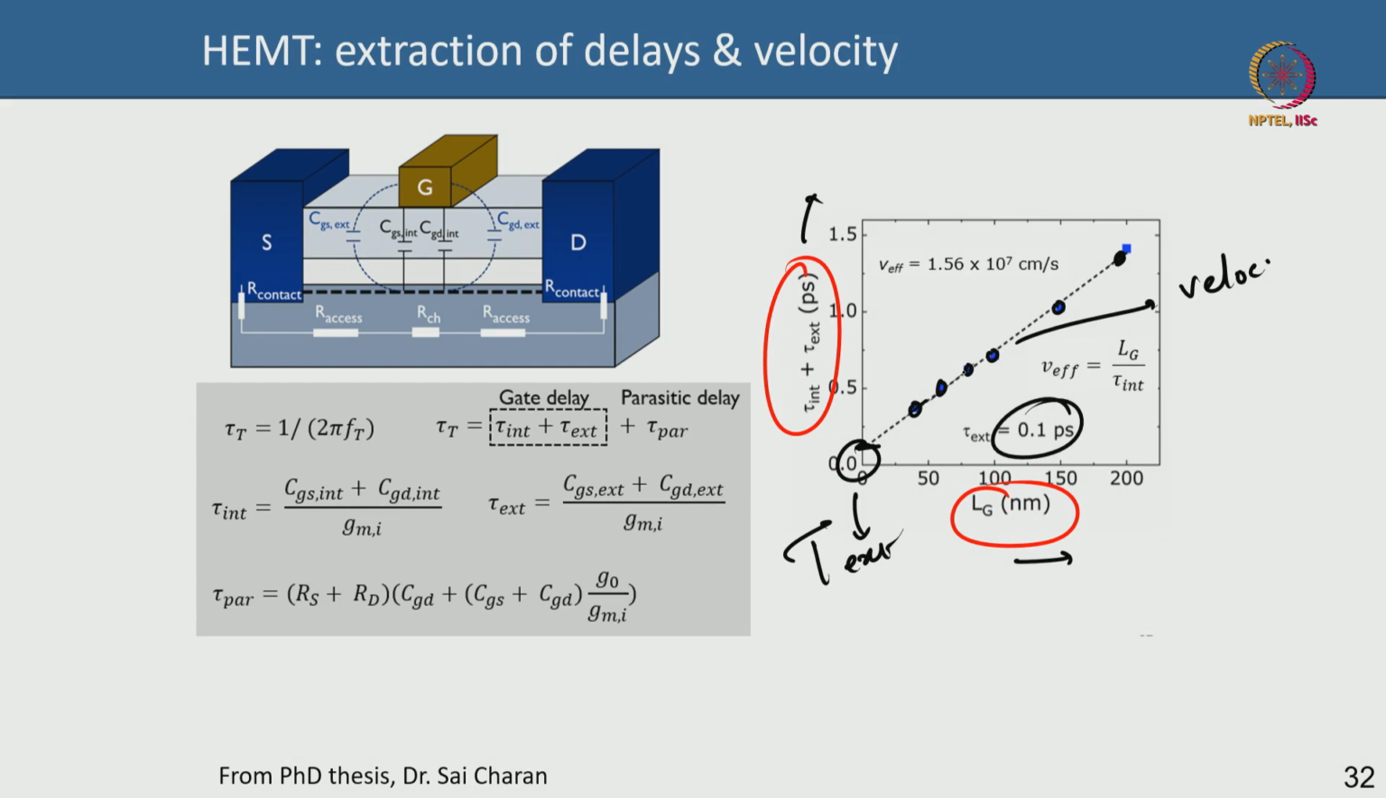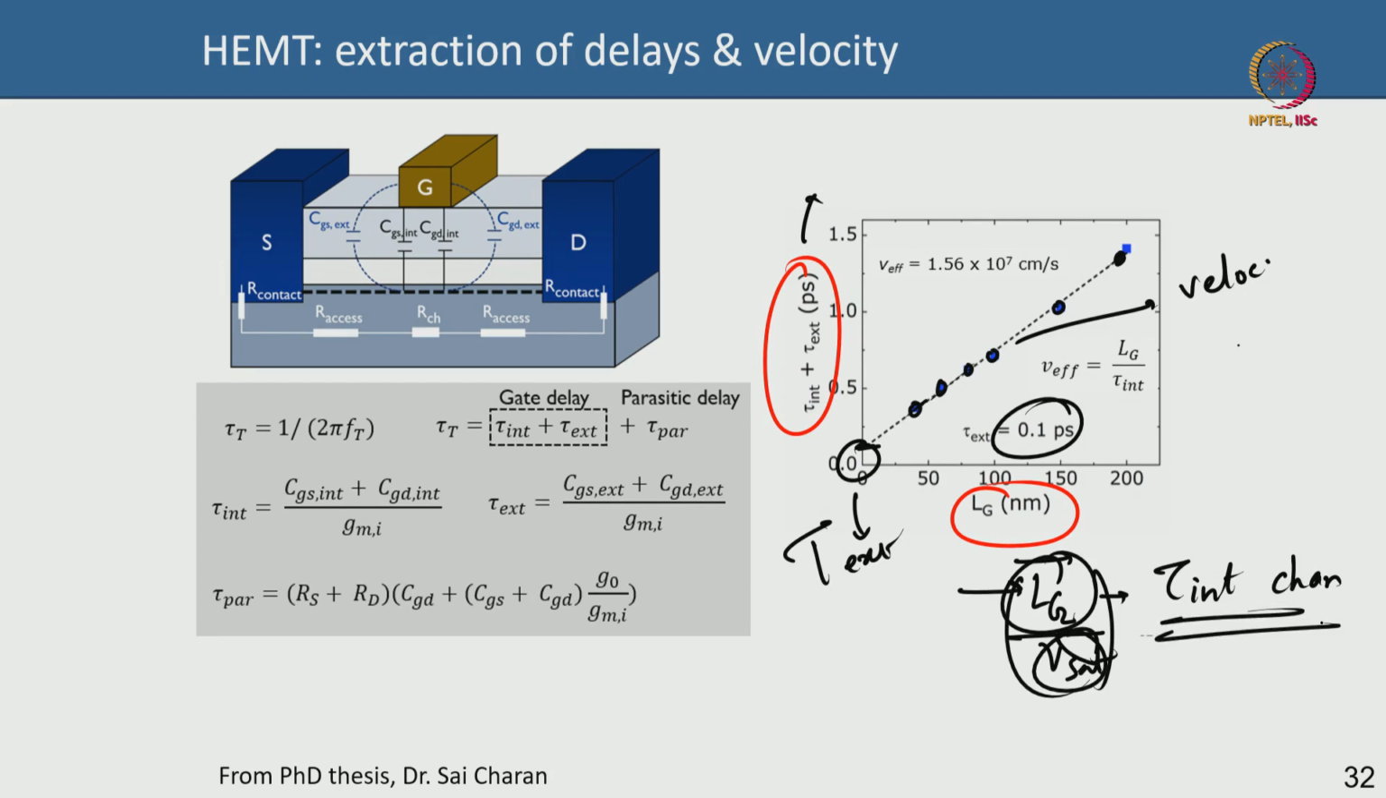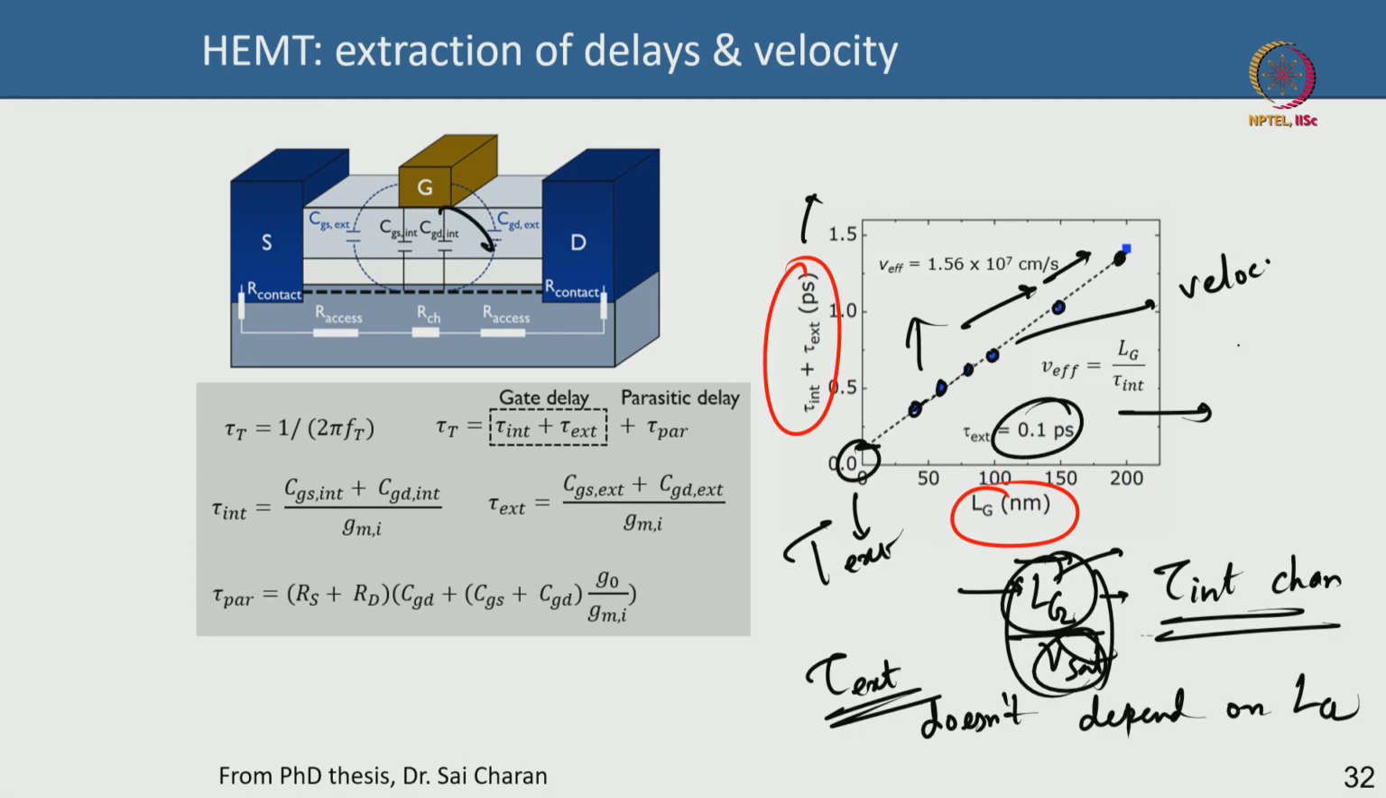The slope will give you the velocity of the carrier, because as you are changing the gate length, your intrinsic delay changes. Why? Because intrinsic delay is nothing but LG by Vset. Now Vset remains constant, so if you are changing the LG, your intrinsic delay changes. With higher LG you have a higher total delay. However, the extrinsic delay does not depend on the gate length, because extrinsic delay is nothing but how the gate couples to the electron gas on the other side of the gate. So that does not depend on the gate length LG.